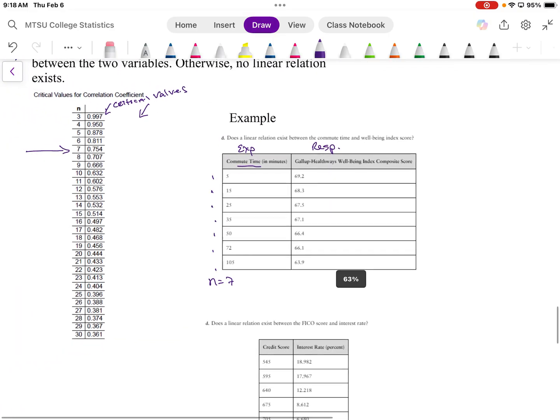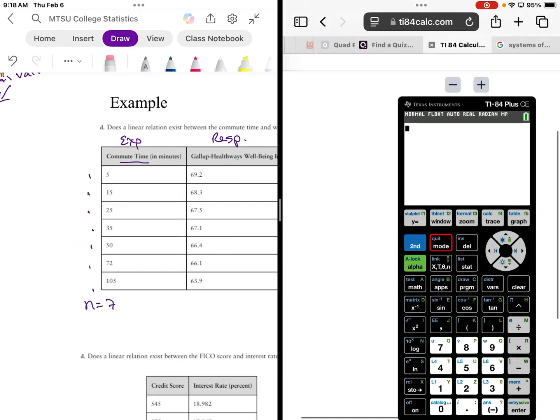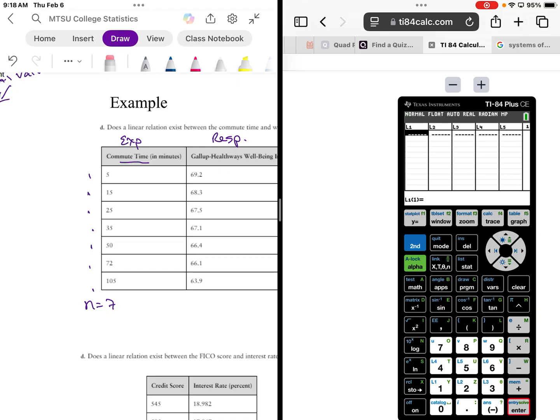With that in mind, let's go ahead and put those things in there. I'm going to split screen. And we go stats and enter. All right, so.